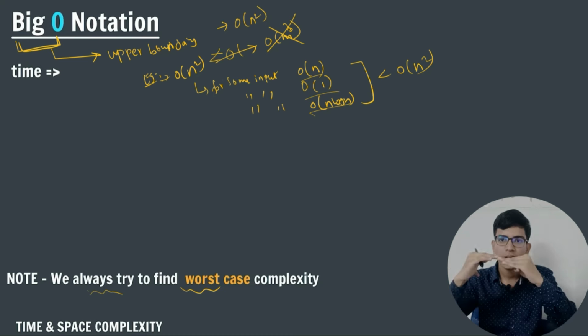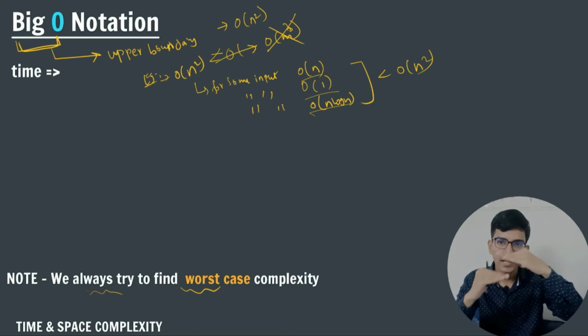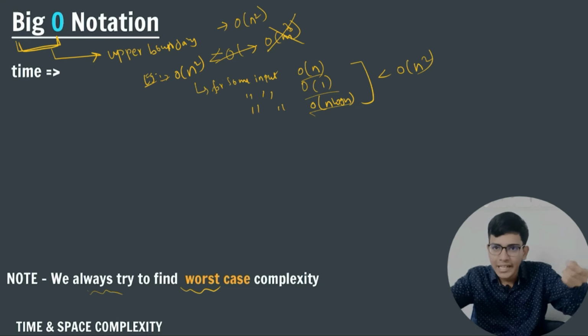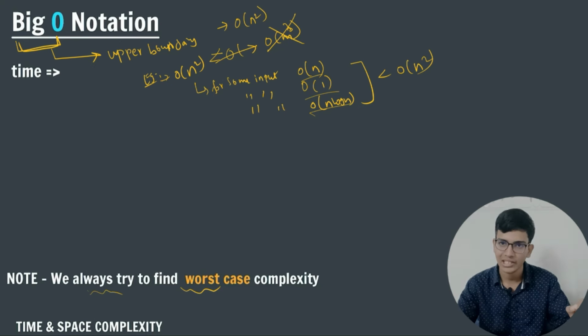So from the upper limit it can't cross, this is the upper boundary. From the upper boundary, the algorithm or the given code will not cross. So this is the worst case. In some scenarios, we might get values which are lower than the worst case, but we can't cross the worst case scenario. This is the meaning of big O.